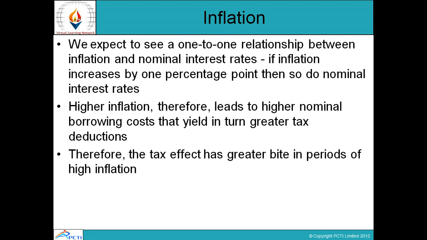Inflation. We expect to see a one-to-one relationship between inflation and nominal interest rates. If inflation increases by 1 percentage point, then so do nominal interest rates. Higher inflation therefore leads to higher nominal borrowing costs, which in turn yield greater tax deductions. Therefore, the tax effect has greater weight in periods of high inflation.